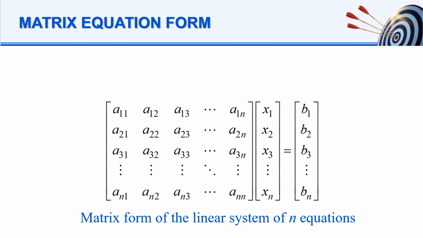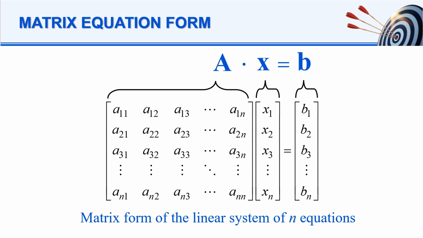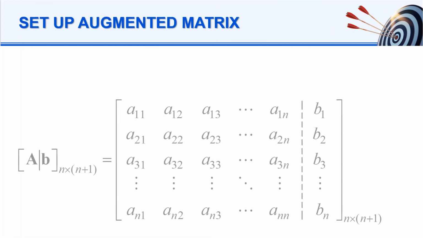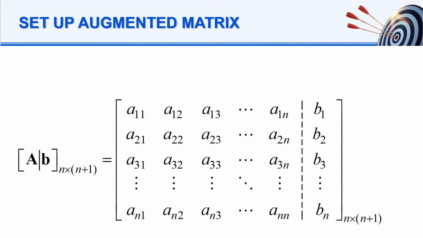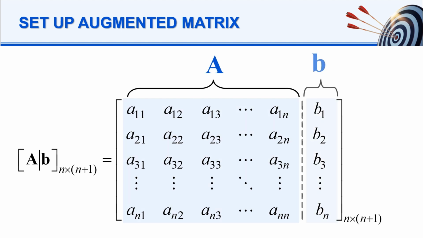Every linear system of equations can be expressed in matrix equation form as shown, which is required in the partial pivoting version as well. A is the coefficient matrix, B is the right-hand side vector, and X is the vector of unknowns. The system is set up in an augmented matrix form as illustrated. The augmented matrix, which is an n by n plus 1 rectangular matrix, combines the coefficient matrix and the right-hand side vector of the matrix equation into a single matrix. This is a compact way of representing a system of linear equations.